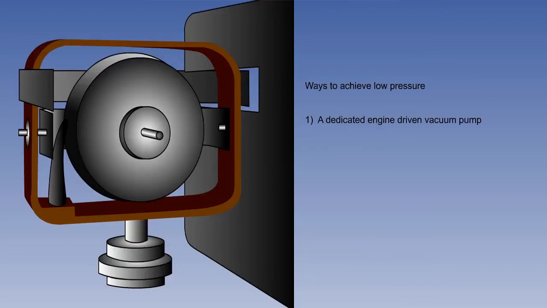Low pressure in the instrument case can be achieved in 3 ways. Firstly, by using a dedicated engine-driven vacuum pump. Secondly, by utilizing low air pressure produced in the engine inlet manifold. And thirdly, by the use of a venturi fitted outside the aircraft. The main advantage of the air-driven gyro is that it is independent of electrical power and is therefore not at risk from a total electrical failure.